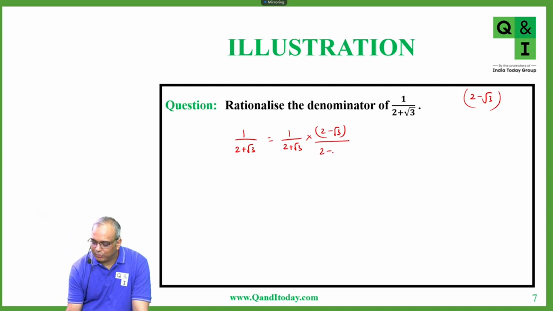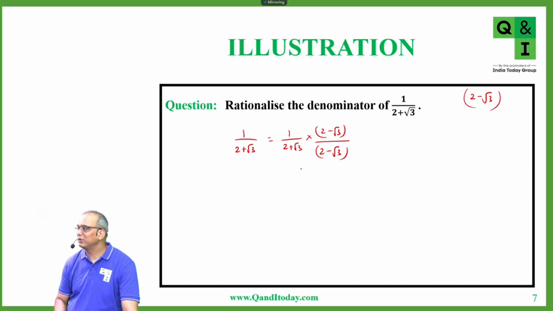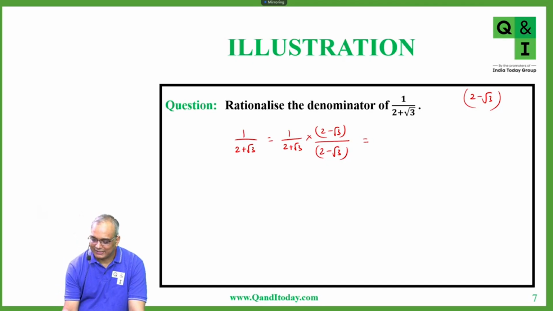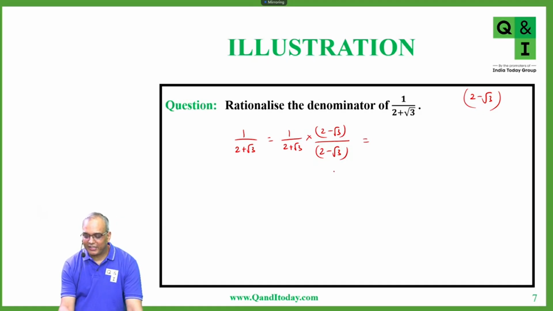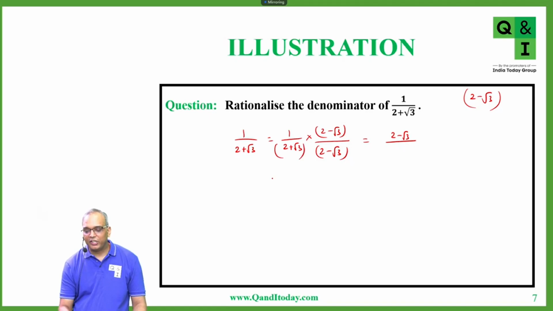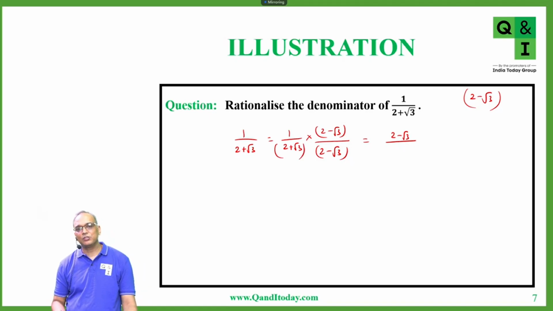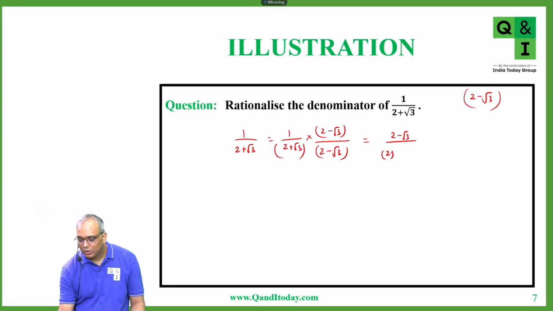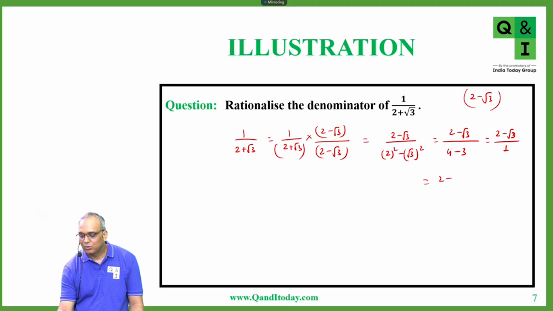So when you multiply both numerator and denominator by 2 minus root 3, Subhranshu, your sign is opposite. Just check the sign. So when you multiply both numerator and denominator by 2 minus root 3, you will have 2 minus root 3 divided by, now in the denominator, you have a plus root b, a minus root b. So this is a square minus root b square. So this is 2 square minus root 3 square. So you have 2 minus root 3 by 4 minus 3. So 2 minus root 3 over 1. So this is 2 minus root 3.